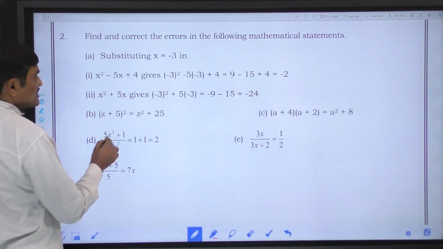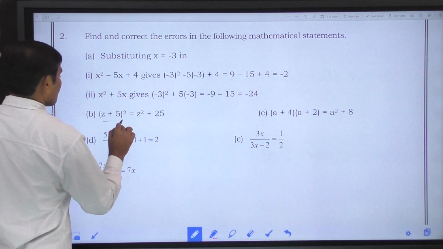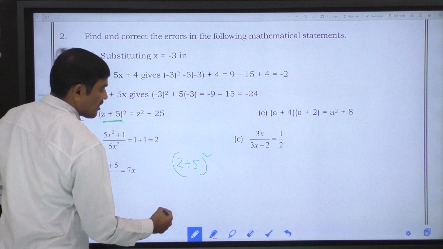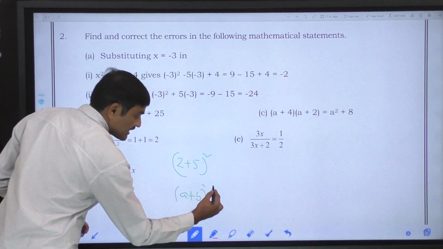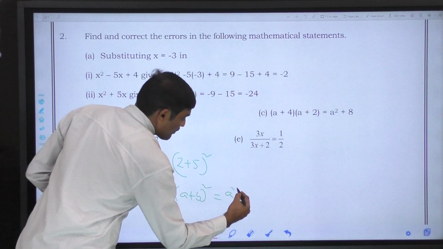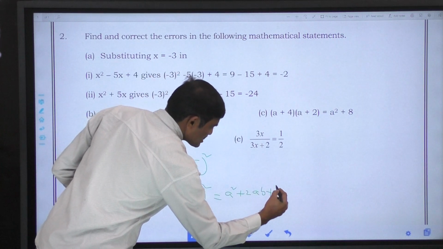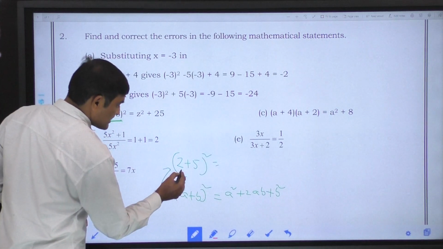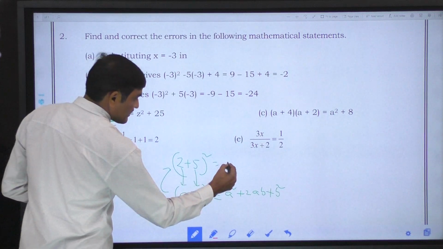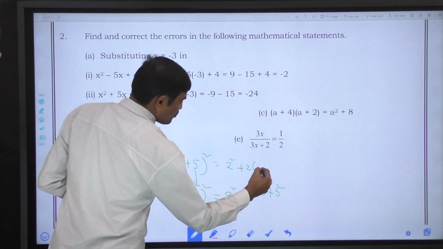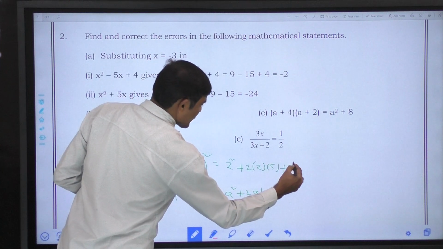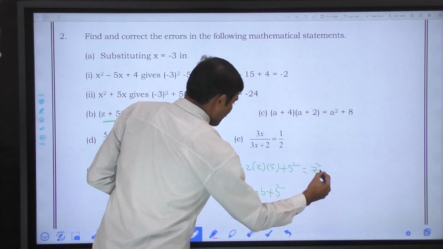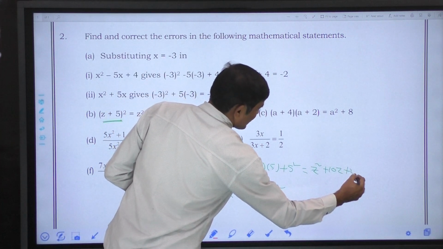(z + 5)² = z² + 25 is given. Z plus 5 whole square is in the form of (a + b)². (a + b)² is what? a² + 2ab + b². In the same way, in (z + 5)², a means z and b means 5. Substituting here, we get z² + 2 × z × 5 + 5². After simplifying, what you will get? z² + 10z + 25 is the correct one.